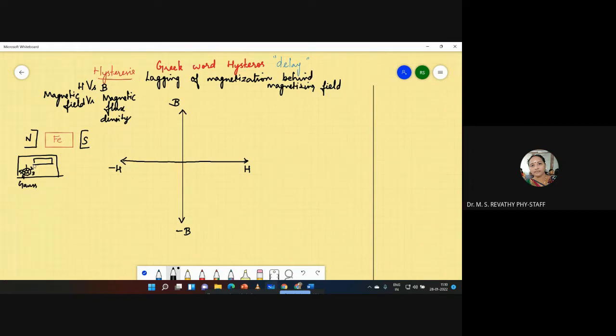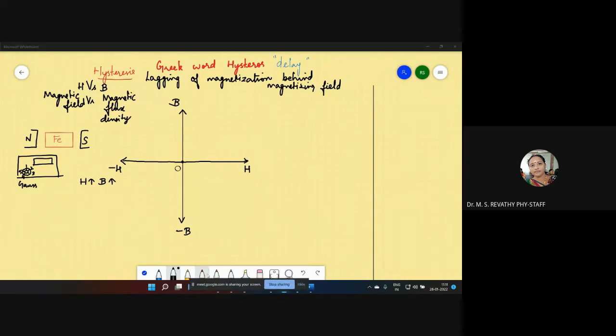Initially this will be the origin O. Here B is 0 and H is 0. When the magnetic field is increased, what will happen to the magnetic flux density? Magnetic lines of force will be generated, so magnetic flux density also increases. So this can be plotted. So I am just keeping the knob to 1 Gauss.